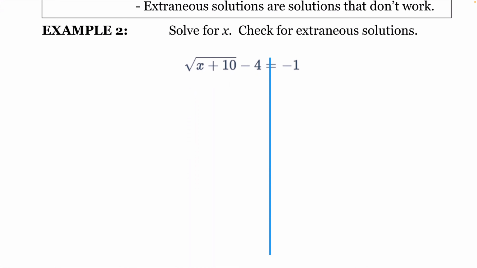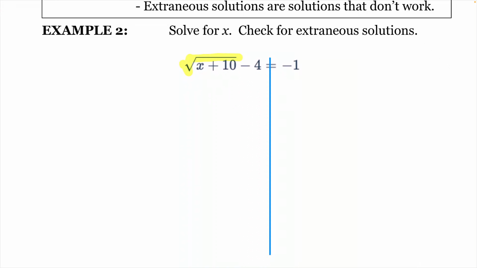Okay. Step 1, isolate the radical. So I like to highlight the radical just to show where it's at. So this is the radical. It's the square root, right? It's a square root of x plus 10. So they want you to isolate it. Isolate means get by itself, right?